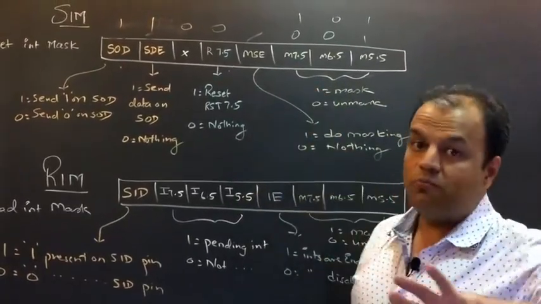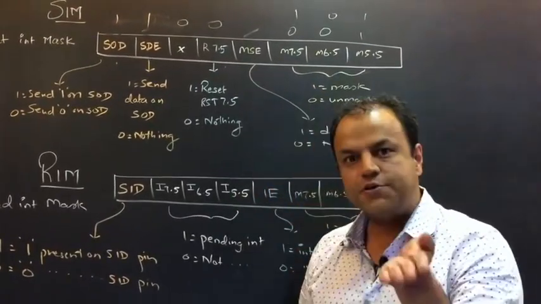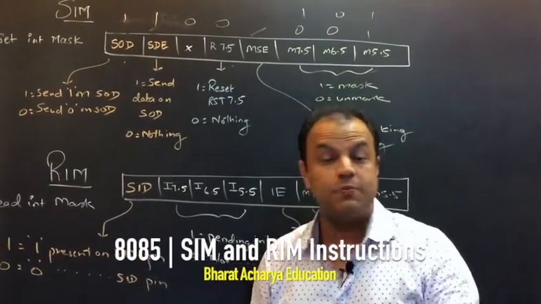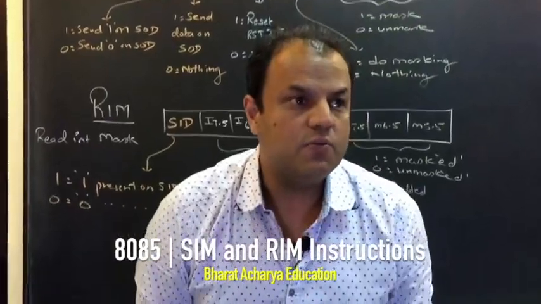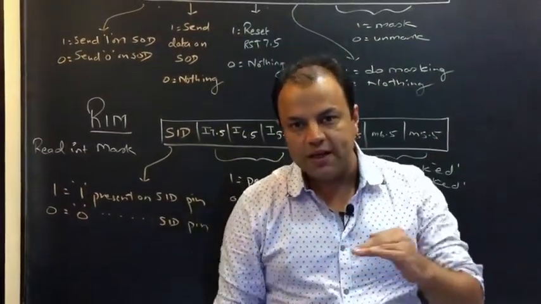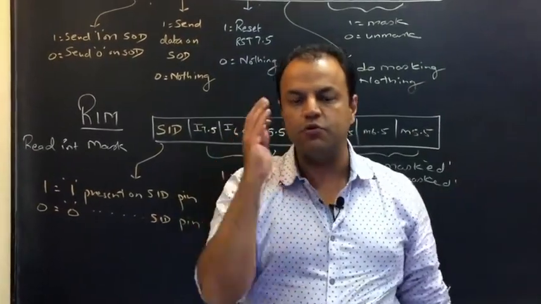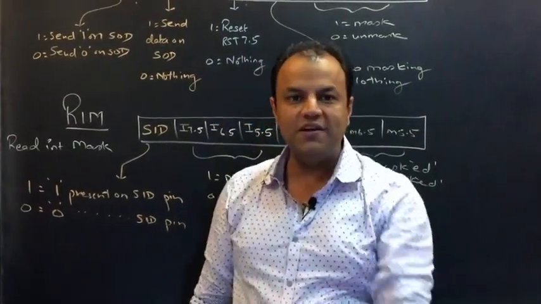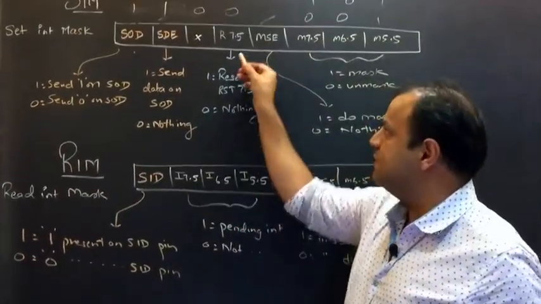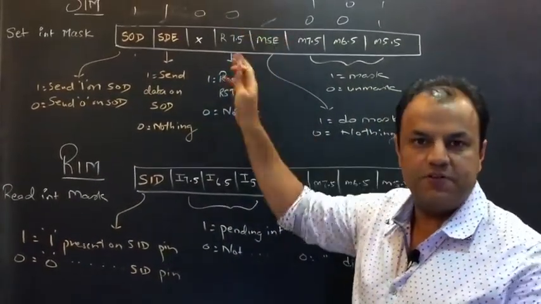These tell whether you want to mask or unmask, but before that there should be a bit that says whether you want to do masking at all in the very first place. Student says, sir, what if I didn't want to do masking, why am I doing SIM? Because SIM is not only for masking, SIM is a multi-purpose instruction. It can be used for masking, for resetting 7.5, and for sending serial data. Suppose your interest is right now only to send serial data. You don't want to reset 7.5, great, this is simple, just keep this bit 0, it does nothing.